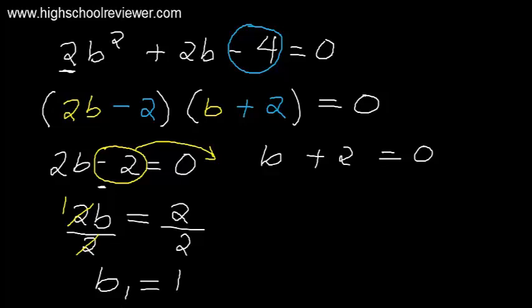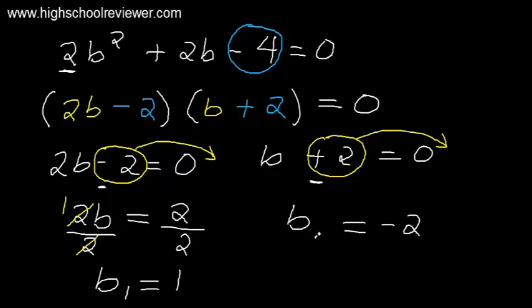Now, to find b sub 2, we need to transpose positive 2 to the other side. So if we transpose, what will be left on the left side will be positive b. And if we transpose this, it will change its sign. So from positive, this will become negative 2. And this is our b sub 2. So therefore, our b sub 1 is positive 1 and our b sub 2 is negative 2. These are our final answers.